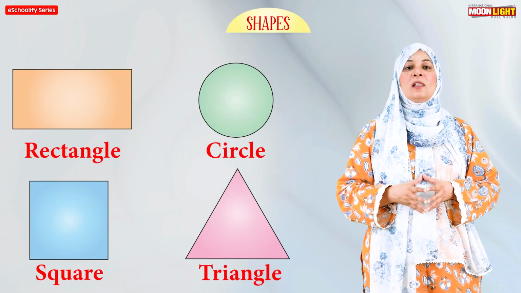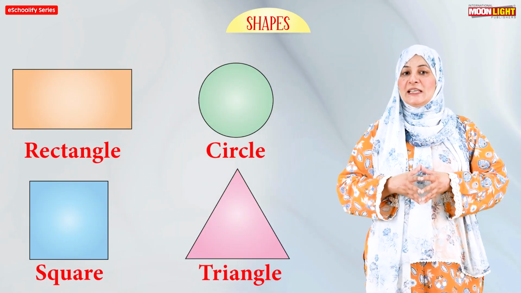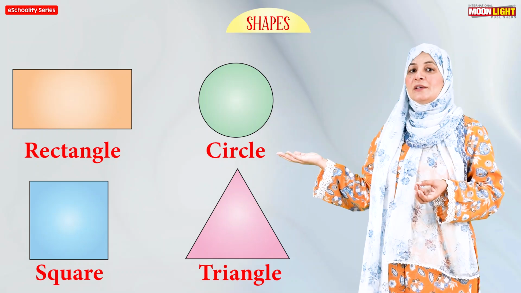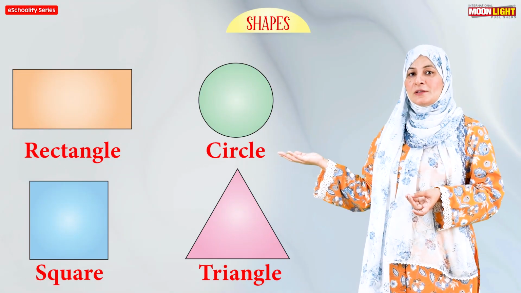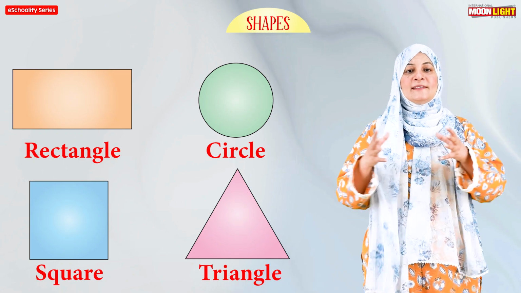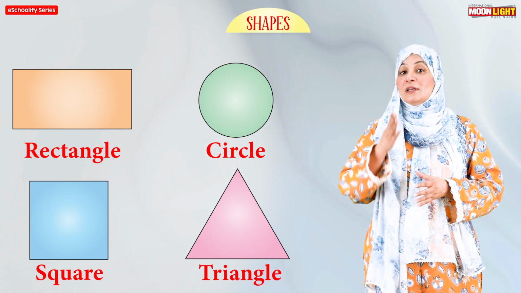So these all are 2D shapes, like your whiteboard, table, wall clock. These all are the examples of 2D shapes.